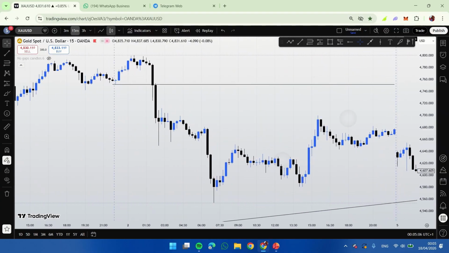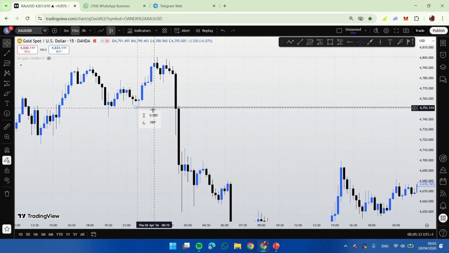Look at this. This is a zone on the 15 minutes. Did you see? It gave me an entry here. So let me show you what I'm talking about.